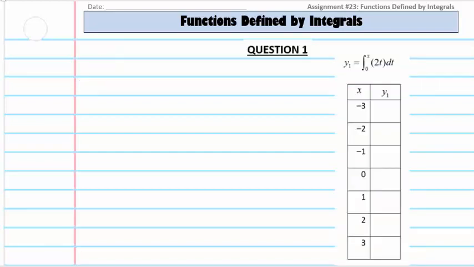So let's take the following as an example. Let's create a function y1, which is defined as the integral from 0 to some arbitrary value x of the function 2t dt. We're going to choose the numbers -3 to +3 to plug in as various values for our upper limit of integration. And I've created a GeoGebra visualization to help us calculate those rather quickly.